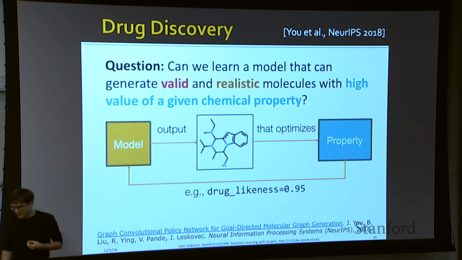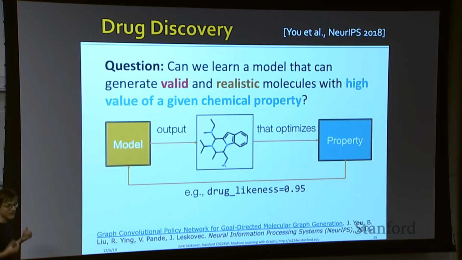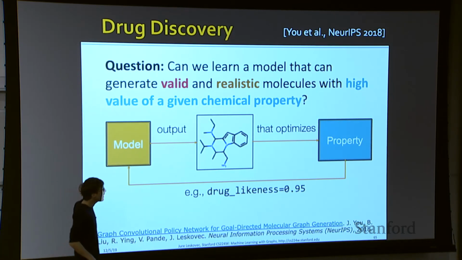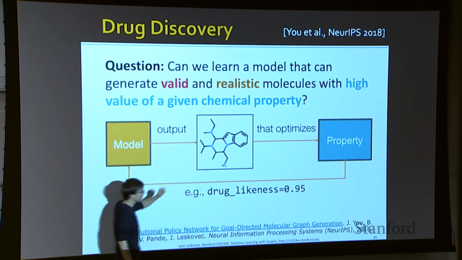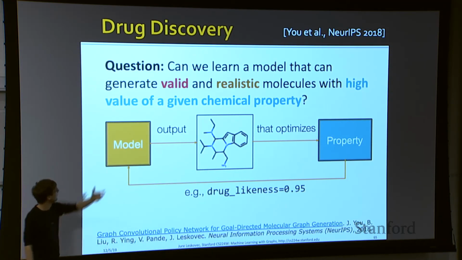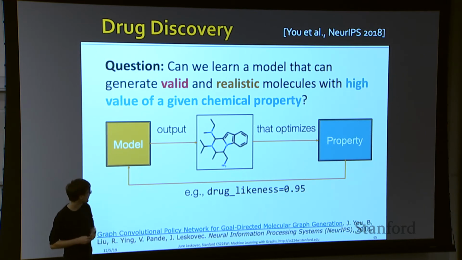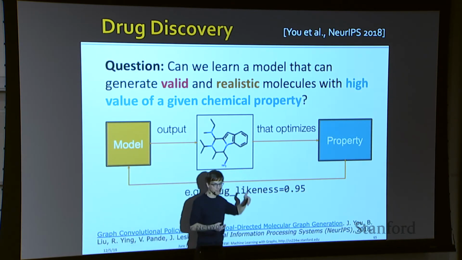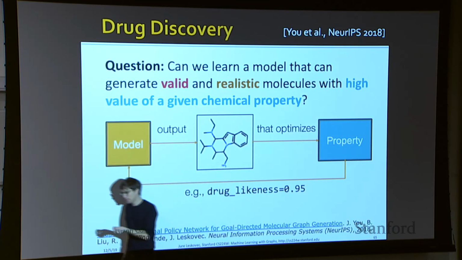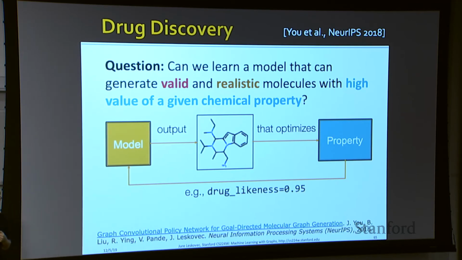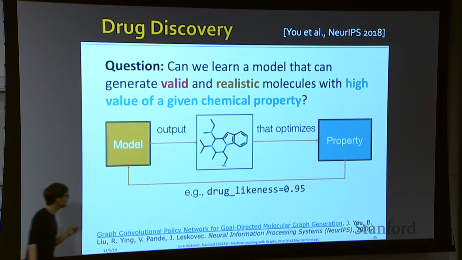That's the question. And one place where you would like to generate optimal graphs is drug discovery, right? You would like to say, I want to generate molecules that are valid, that are realistic, right? Valid means they obey the rules of chemistry. Realistic means they look like real molecules, and they optimize some property. For example, they are not toxic, right? So I would like to generate graphs that are chemically valid, that look like real molecules, and that optimize a certain chemical property, right? And it turns out that you can do this.